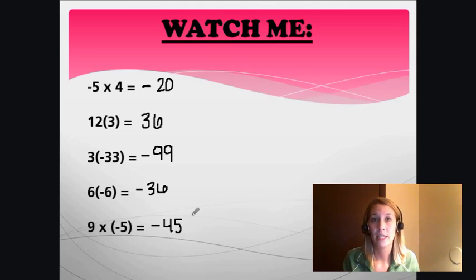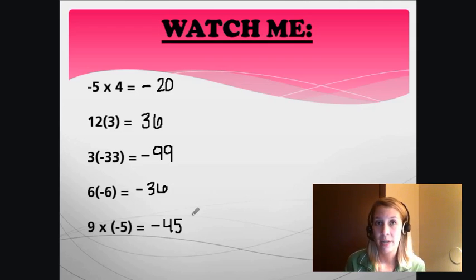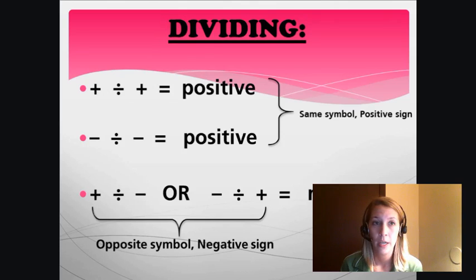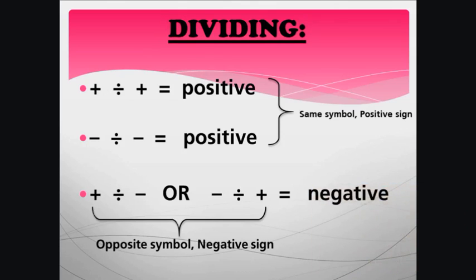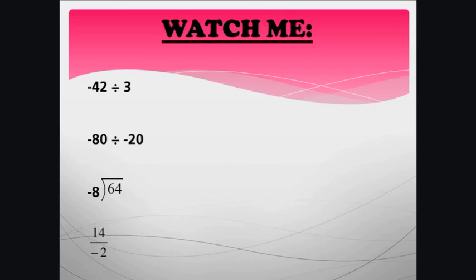So I hope with seeing some examples and some background knowledge on when our values have positive and negative symbols, what their answer is going to be. Let's use that knowledge when we're talking about dividing integers as well. The same concept goes for dividing integers. When they have the same symbol, it's going to have a positive sign. And when they are opposite symbols, it's going to have a negative sign. So let's take a look at some examples here as well.